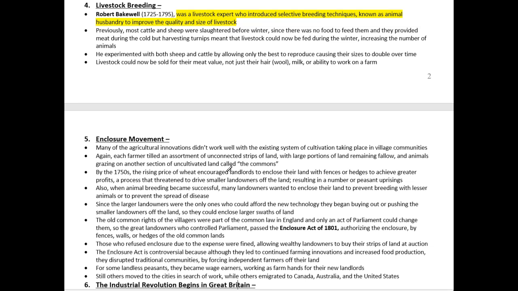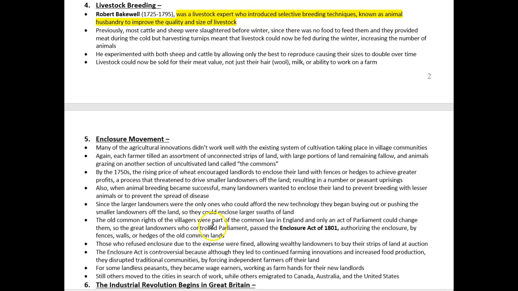The old common rights of the villagers were part of the common law in England, and only an act of Parliament could change them. So the great landowners who controlled Parliament passed the Enclosure Act of 1801, authorizing the enclosure by fences, walls, or hedges of the old common lands.